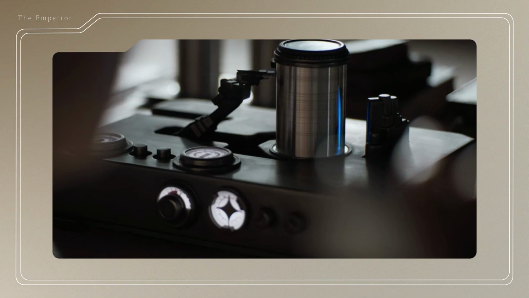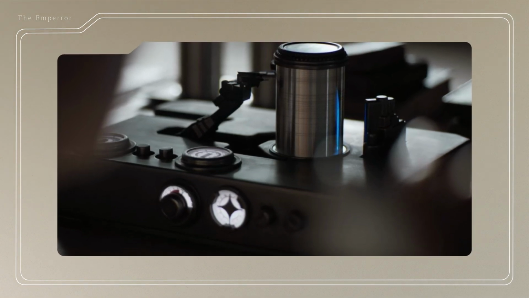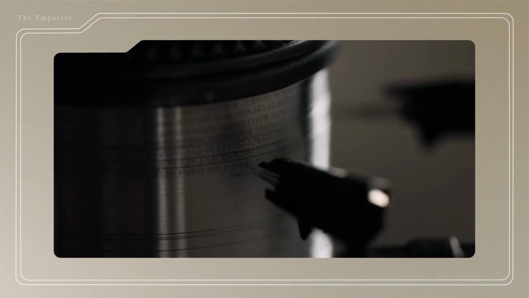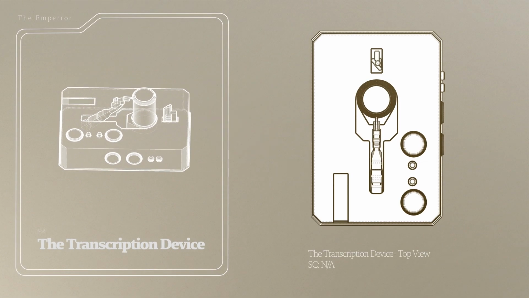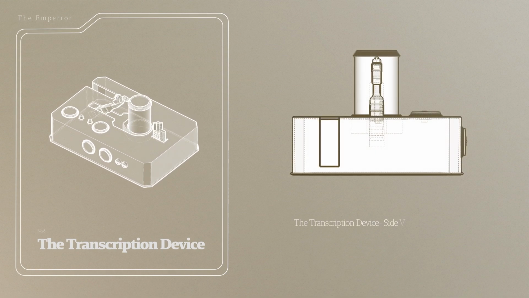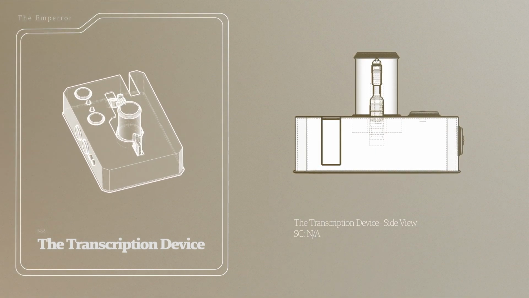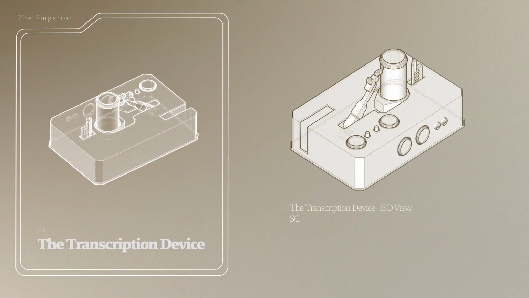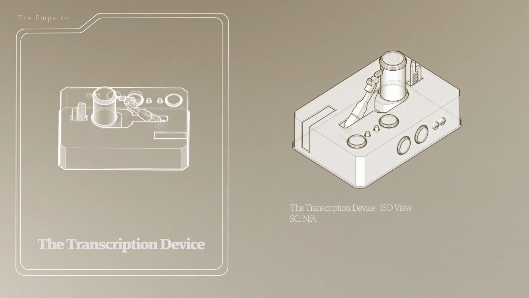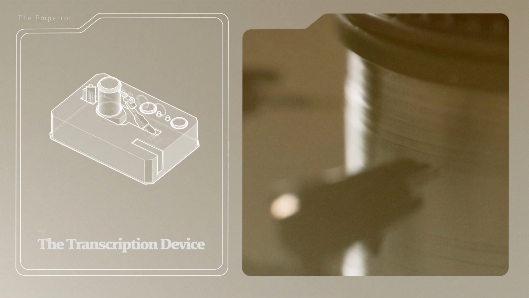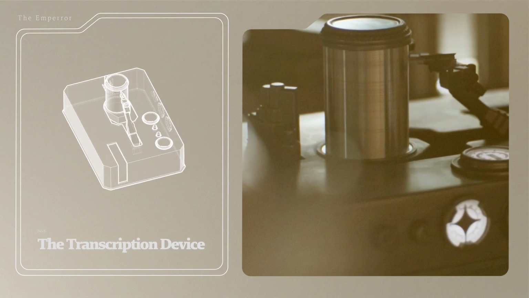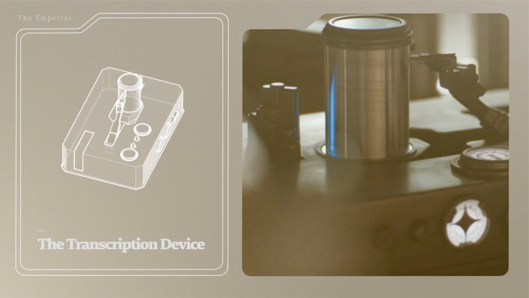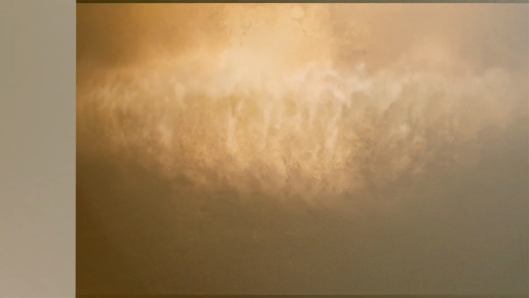Even in the far future, there's a need to record and preserve information. The transcription device we see in Dune Part 2 is a fascinating blend of advanced technology and tangible output. Its sleek design features a metallic cylinder that stores transcribed text, surrounded by various controls for input and adjustment. It's a reminder that in the world of Dune, not all technology is about war and survival. There's also a place for knowledge and record keeping.